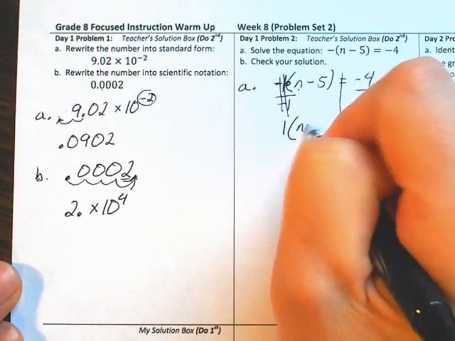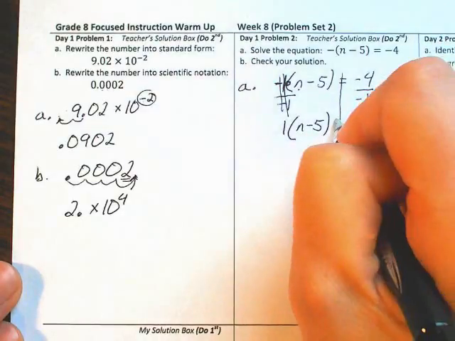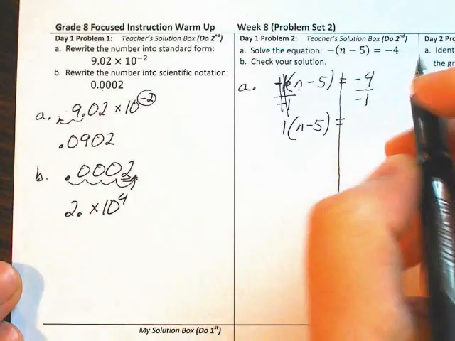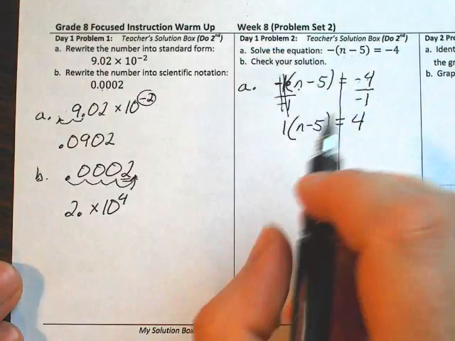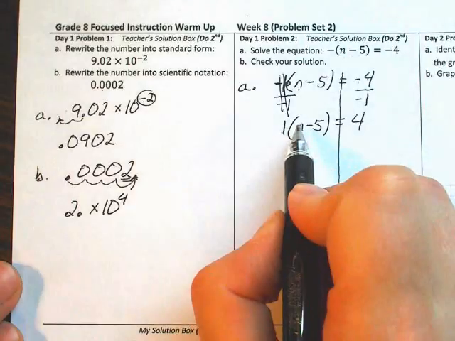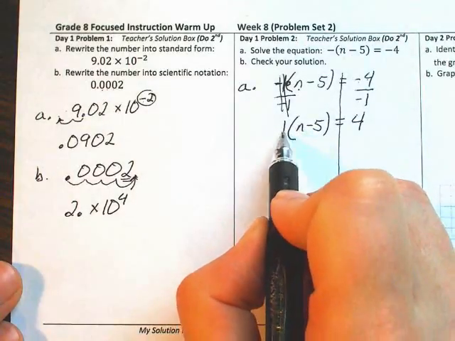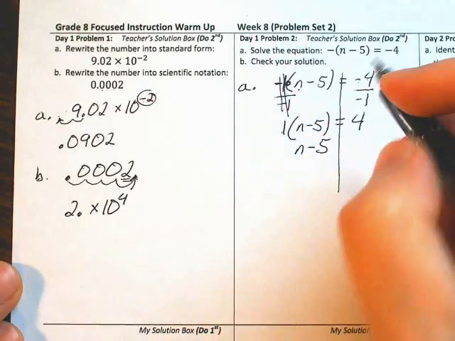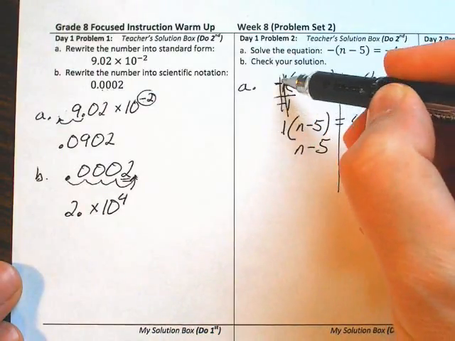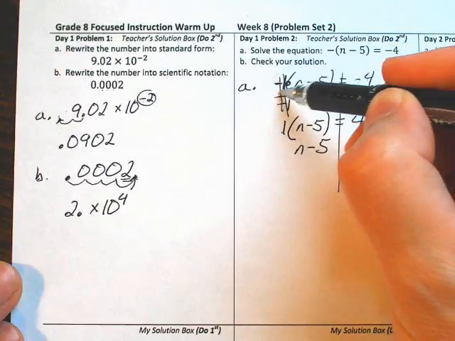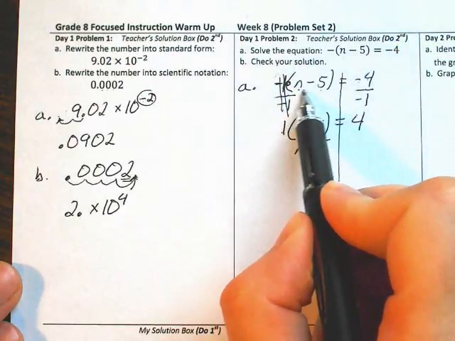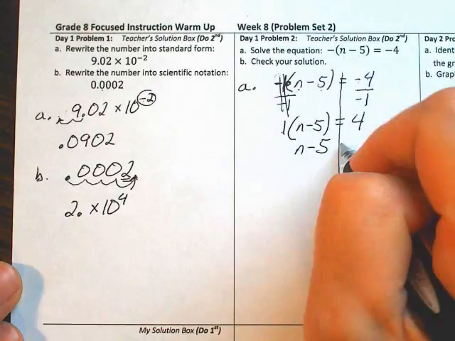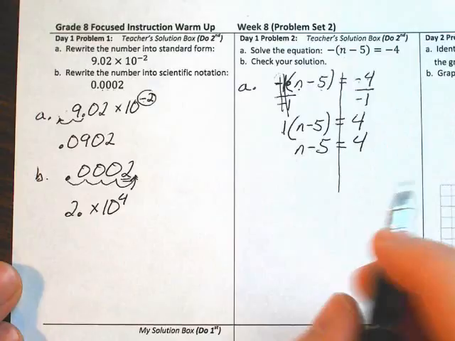1 times n minus 5. And that is equal to -4 divided by -1, which is 4. However, 1 times n minus 5, or 1 n minus 5, just means we have n minus 5. And that was the reason we used division in the first place, to cancel away this coefficient and to isolate this part of the problem. Here is the n minus 5. And over here equals 4.